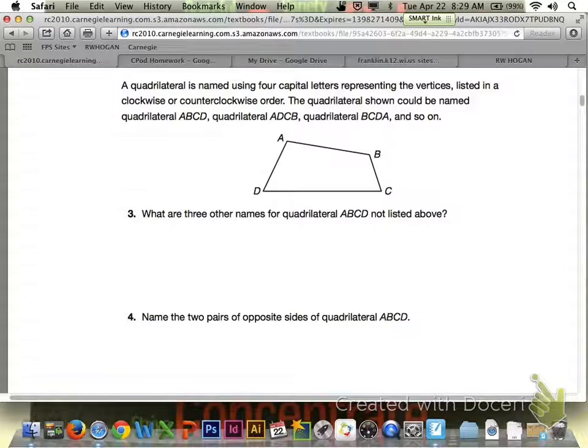At the top of page 824 it says a quadrilateral is named using 4 capital letters. So very important, 4 capital letters that are going to represent the vertices. Again, they're listed in a clockwise or a counterclockwise order. The quadrilateral shown could be named quadrilateral ABCD, quadrilateral ADCB, quadrilateral BCDA, and so on. What I want you to notice is that there's no symbol like there was for the triangle. You just write out the word quadrilateral. Go ahead and answer number 3, 4, 5, and 6 on page 824.